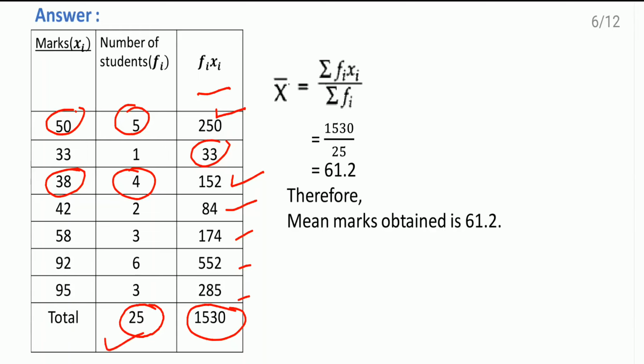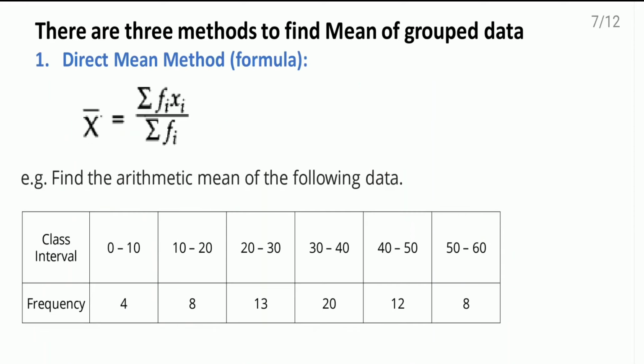To get the mean, the formula is this. X bar, I already said it is mean, which is equal to summation of fi xi divided by summation of fi. So here 1530 by 25, our answer comes as 61.2. Therefore, the mean marks obtained is 61.2. Right? Now come to the other type of data.